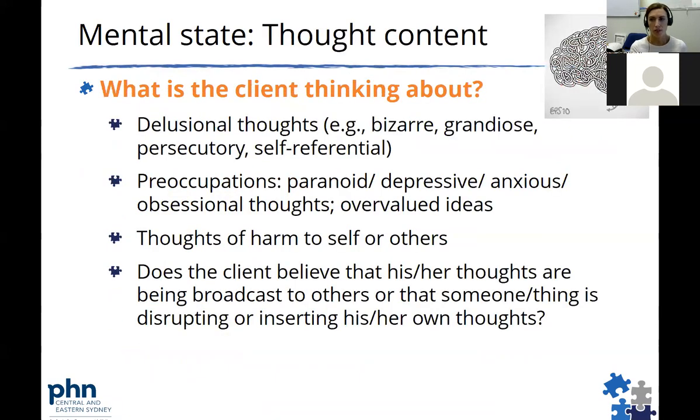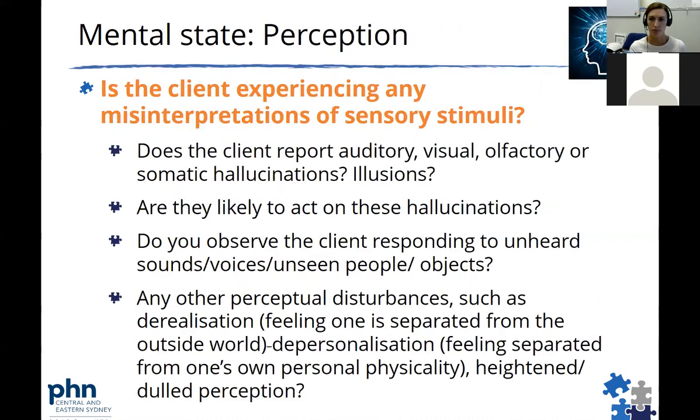What are they thinking about? Are they having delusional thoughts? Are they preoccupied with paranoid, depressive, anxious, or obsessive thoughts? Are they thinking of harming themselves or others? Is the client experiencing any misinterpretations of sensory stimuli? So do they report auditory, visual, olfactory, or somatic hallucinations? And if so, are they likely to act on them? Do you observe the client responding to unheard sounds, voices, or unseen people or objects? Are there any other perceptual disturbances such as derealization, depersonalization, or heightened or dulled perception?